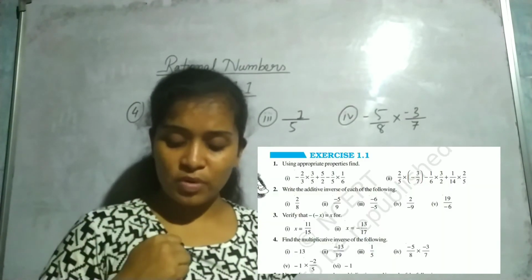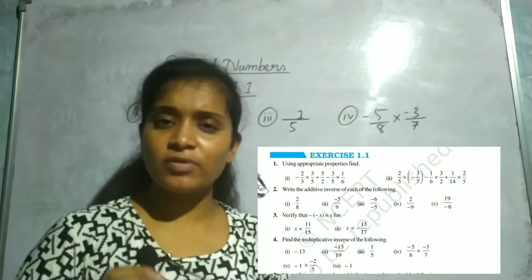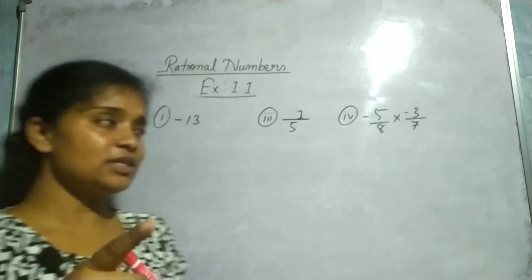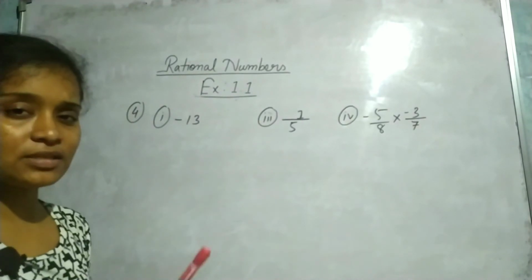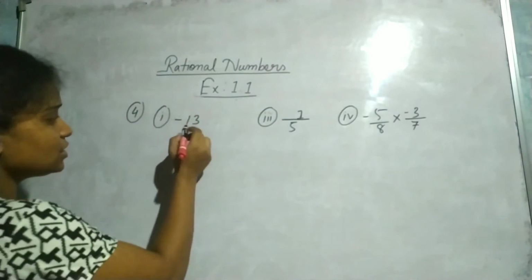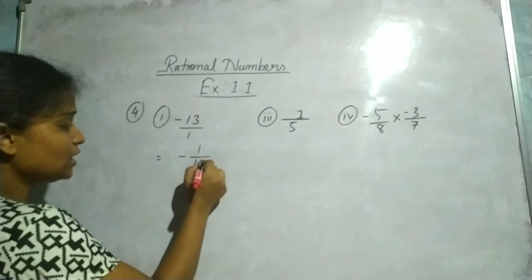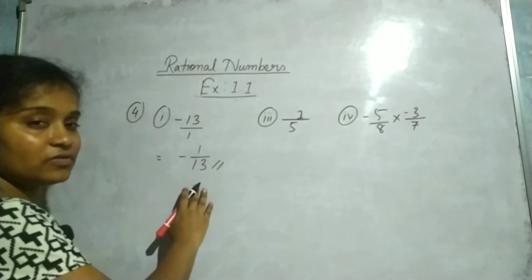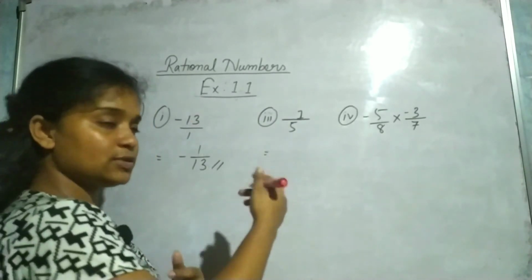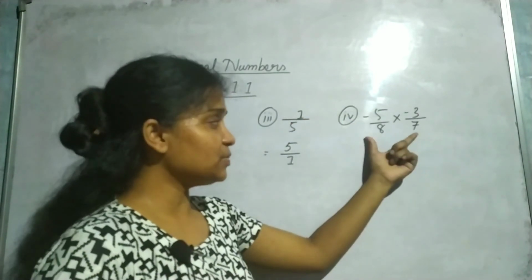So look here, in question number 4, it is given: find the multiplicative inverse. Now what do you mean by multiplicative inverse? I was discussing that multiplicative inverse means the reciprocal of the given number. Here look, the first question is minus 13. If I take the reciprocal of minus 13, what is its answer? Minus 13 means minus 13 by 1. So its reciprocal is minus 1 by 13, which is the multiplicative inverse of this number. What is the multiplicative inverse of 1 by 5? Do the reciprocal: 5 by 1. Is it easy? Yes.